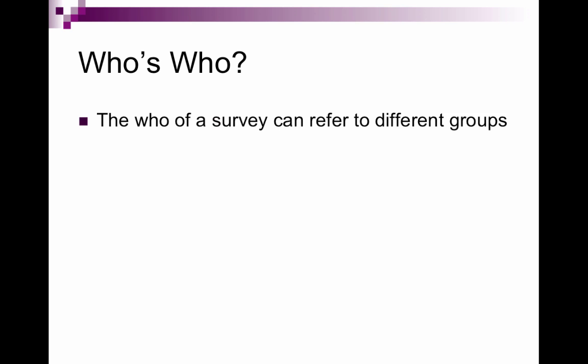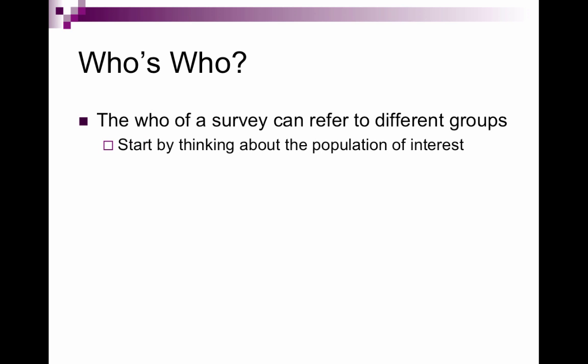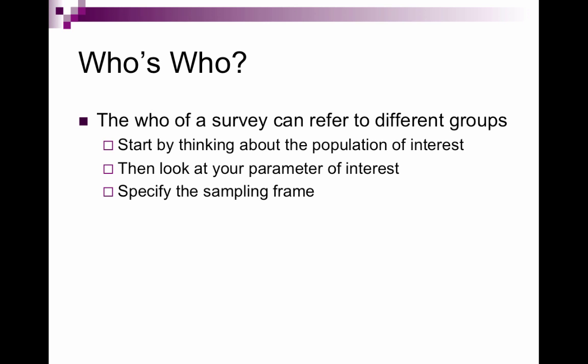So who's the who? The who of a survey can refer to different groups. You want to start by thinking about the population of interest. So the population of interest is, what are you interested in? So what is your population? Then we think of our parameter of interest. So our parameter of interest, what are we trying to gather? What data do we need? Then we specify our sampling frame. Our sampling frame narrows down our population.